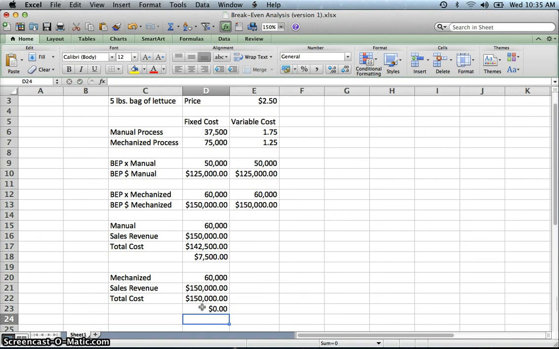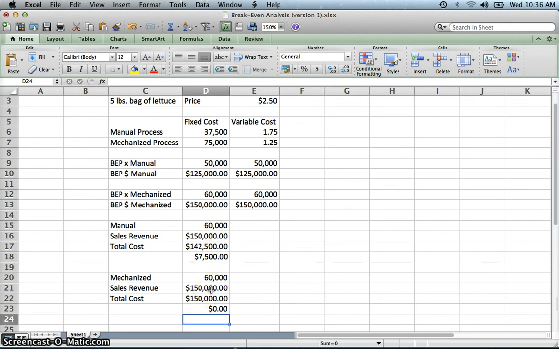So in this case, if we had to make a decision, we would stay with the manual process because if we sell 60,000 bags of lettuce, we're above the break-even point, or we're at the break-even point, but the manual at least generates a profit for us. Now, the question they ask is the interesting one. Where does it switch from being manual to mechanized?